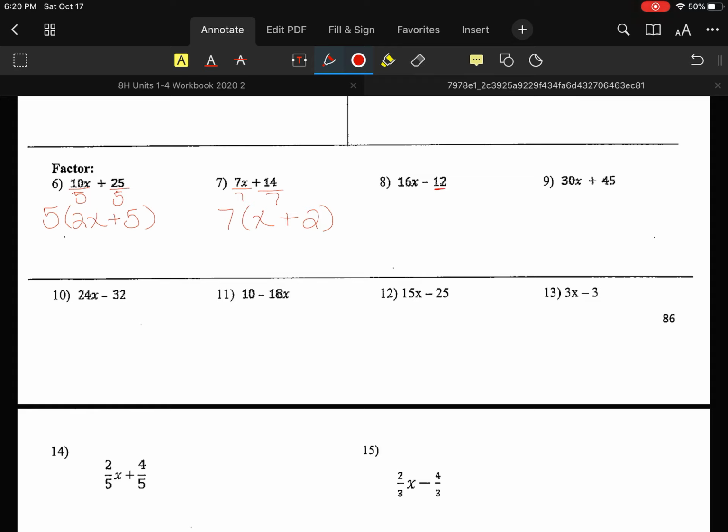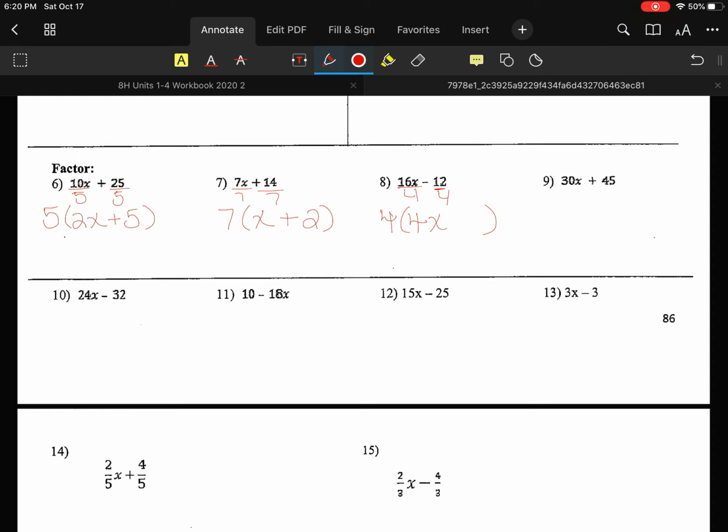I work backwards. 11 doesn't work. 10 doesn't work. 9 doesn't work. 8 doesn't work. 7 doesn't work. 6 works. 6 can go into 12, and 6 cannot go into 16. Still work backwards. 5 can't go into 12. 4 can go into 12. 4 can also go into 16. So 4 would be my GCF.